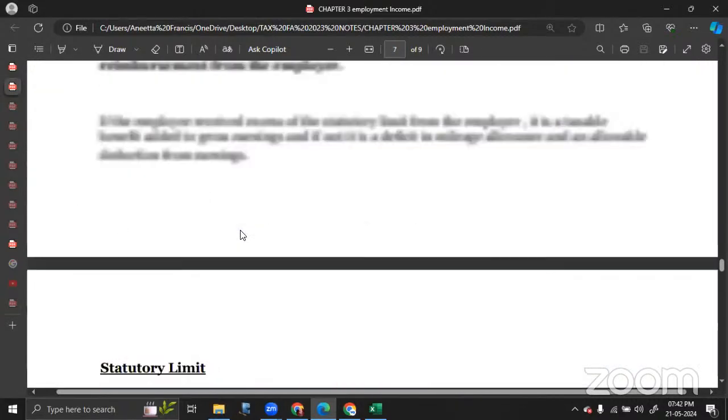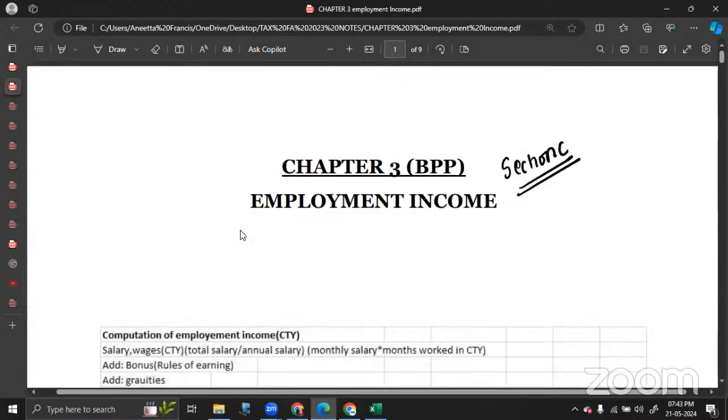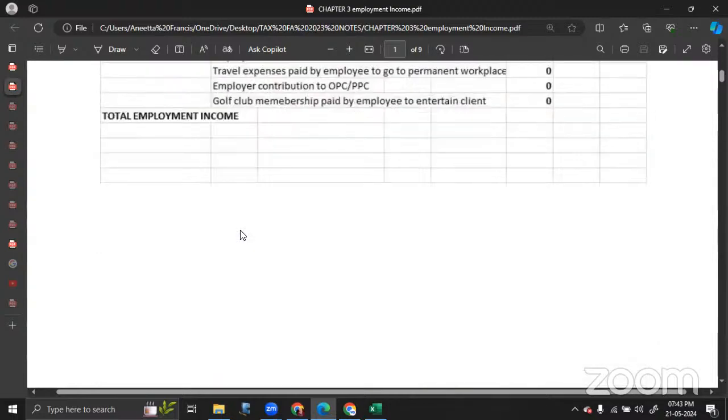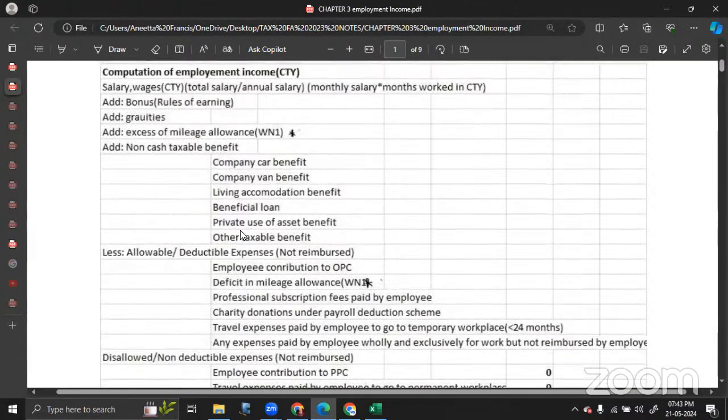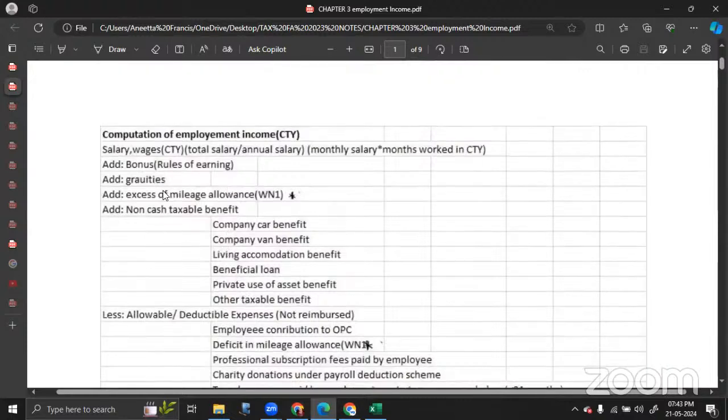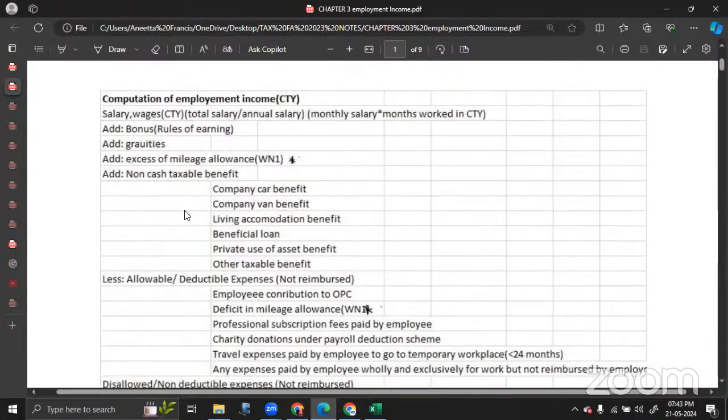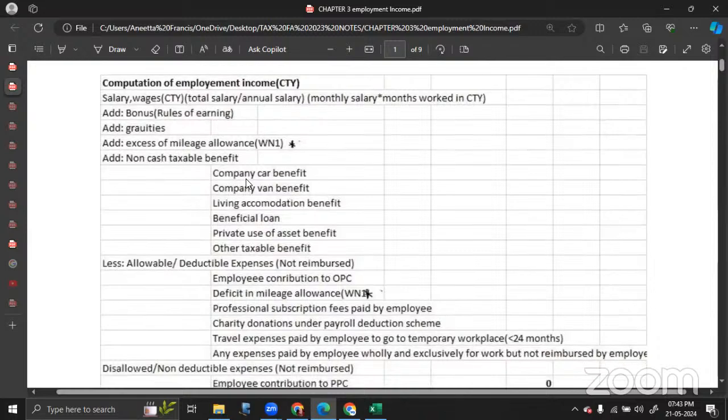Payroll deduction scheme. I'll just go back to the main format. And once we discuss all the chapters, we'll move to section C questions, okay? So there is excess of mileage allowance, non-cash taxable benefits. Non-cash taxable benefits include car benefit, van benefit, living accommodation, beneficial loan, private use of asset, and other taxable benefit.